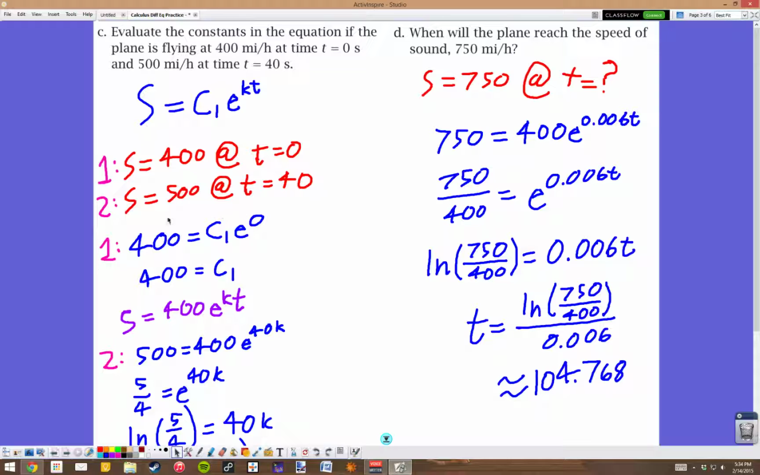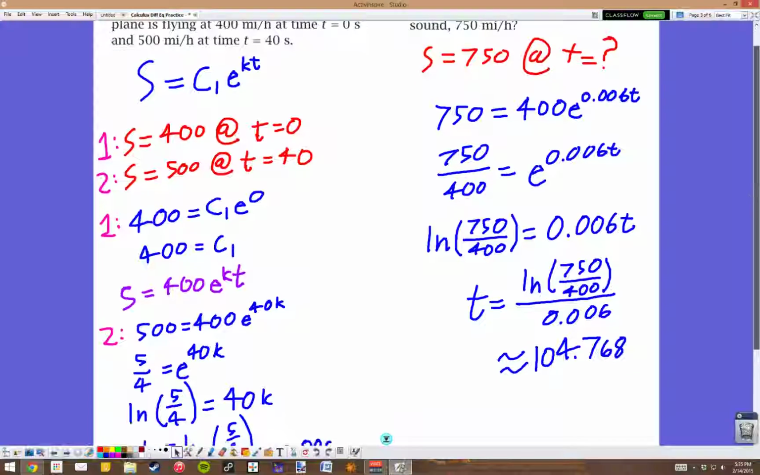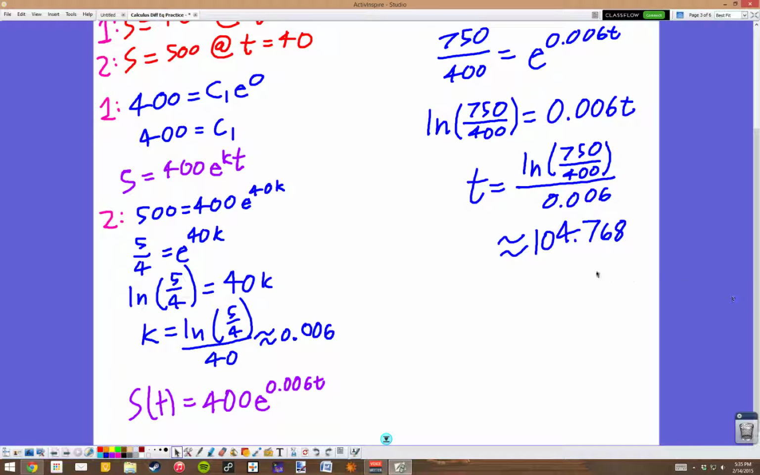So using piece of information 1, I'm going to plug in 400 for s and 0 for t. So we get c1 then equals 400. So our new equation is going to be s equals 400 e to the kt. Now using our second piece of information, we can plug in 500 for s into this new equation, and 400 was our c1, and t is going to be 40. So we'll have 500 equals 400 e to the 40k.